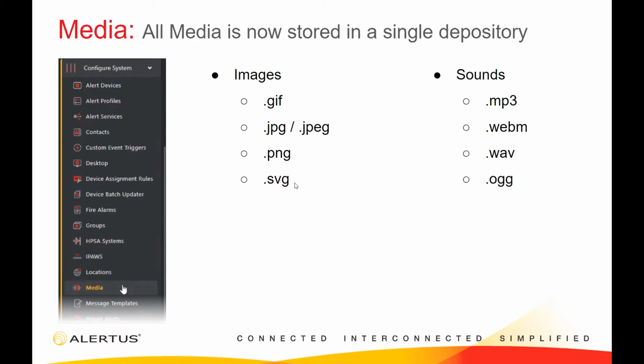JPEGs, PNGs, .svg, MP3, WebM, .wav or .wave. I'm honestly curious about what the split is in the chat for WAV versus WAVE. It's become a bit of a hot topic. And then .ogg or .org, which is a bit of an older one, but it is open source. So I highly recommend this if you're looking for a file format for recording.